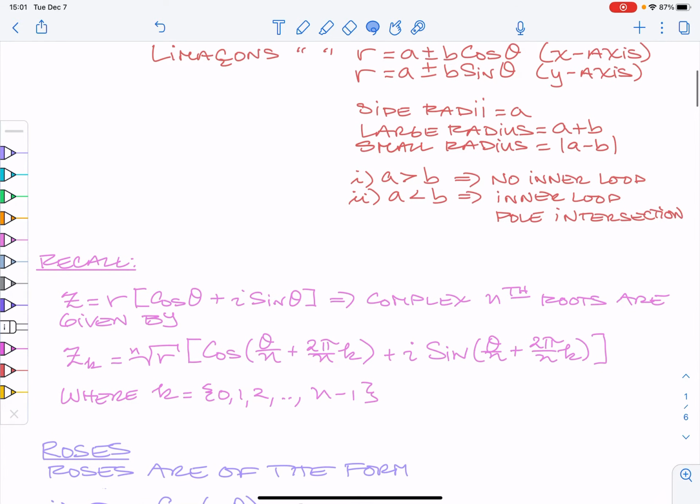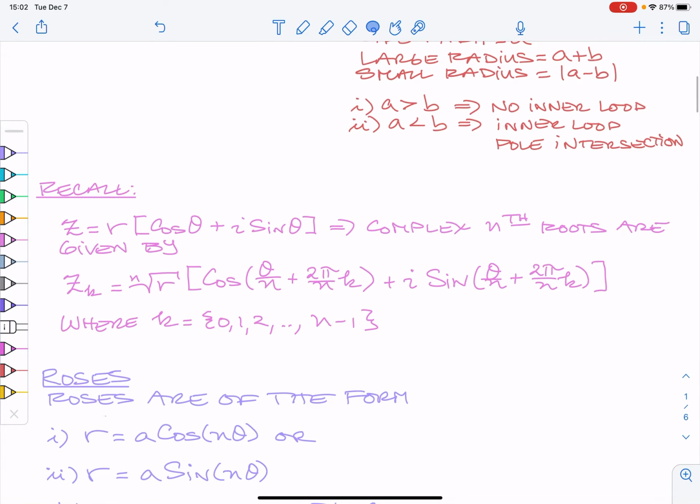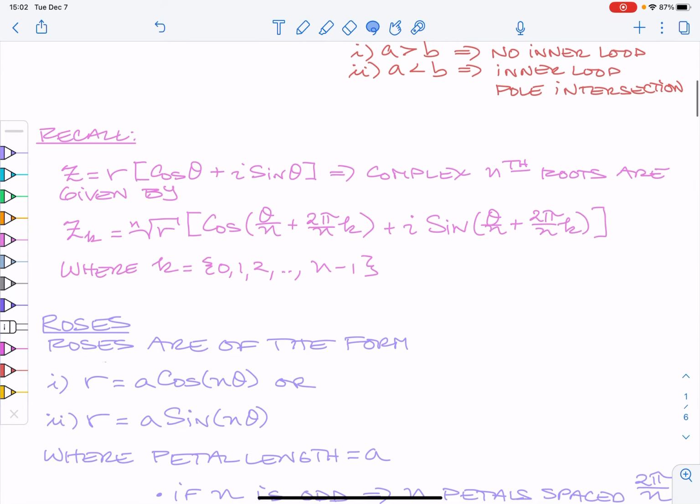So let's recall that if you're given a complex number, z equals radius times a quantity, cosine of theta plus i sine of theta. This implies that the complex nth roots are given by z sub k is the nth root of r times a quantity, cosine of the quantity theta over n plus 2 pi over n times k, plus i times sine of that same quantity, where k counts from 0 to n minus 1. So there are indeed n roots, because from 0 to n minus 1 we have 0 to accommodate.